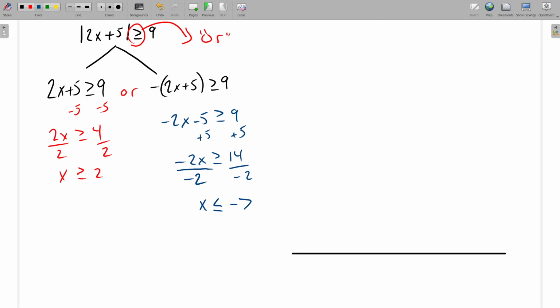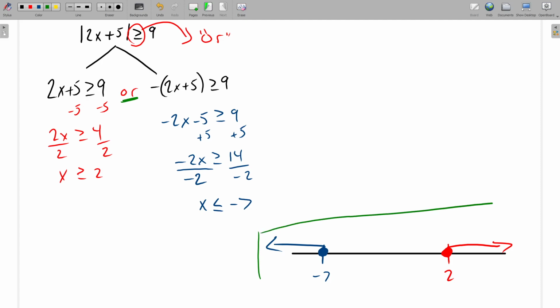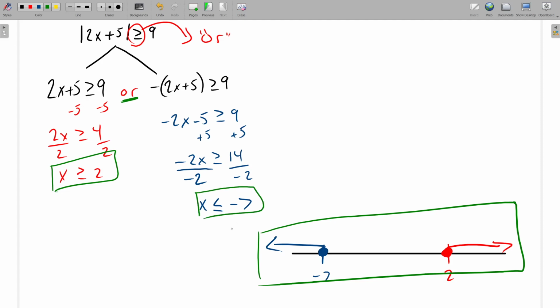So we can graph both of these solutions. It's a closed circle because it's less than or equal to, and it's everything to the left of negative 7. Or we could have the solution where x is greater than or equal to 2. So we have 2, we have a closed circle because it's greater than or equal to, and it's everything to the right. Alright, this is an or compound, so I can have either this solution or this solution. Them together make our final graph solution, and the two inequalities make our numerical solution.